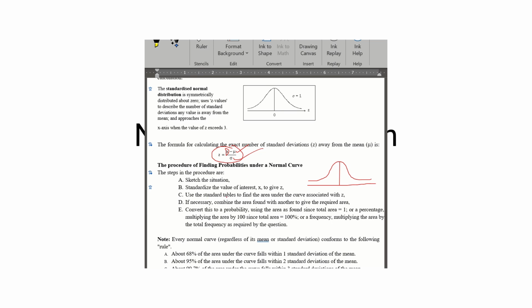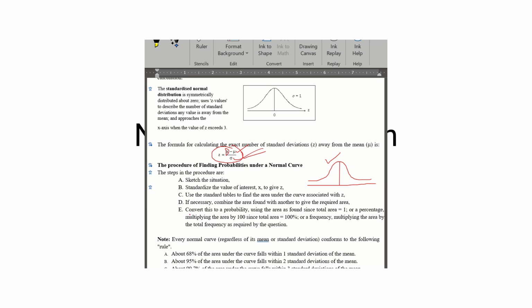Now the next thing is to use the standardized table to find the area under the curve associated with z. So after calculating this z, you check it in the standard table to know the area beneath the curve that x represents. If necessary, sometimes you may need to combine different areas that are found, depending on the question. Sketching the situation will give you an idea of which part of it you need, whether you need only one side or the other side, or you need to combine two sides or two areas to be able to get the actual probability.